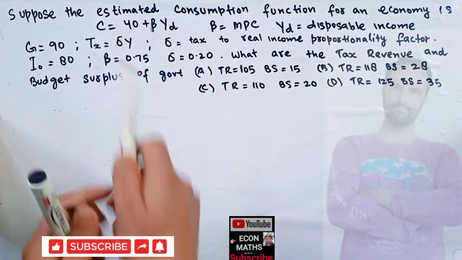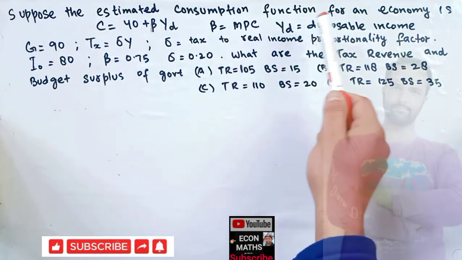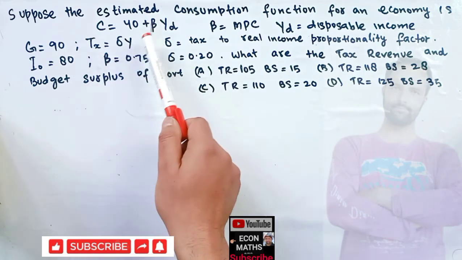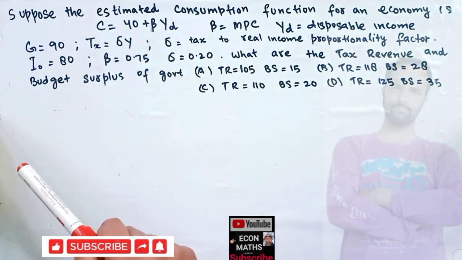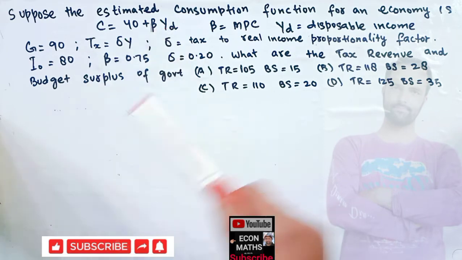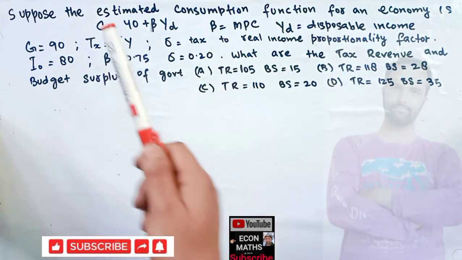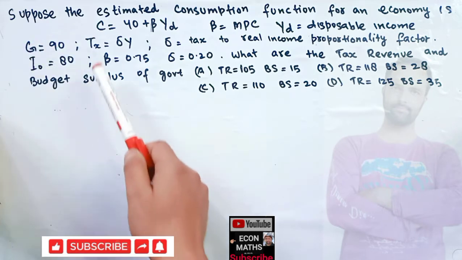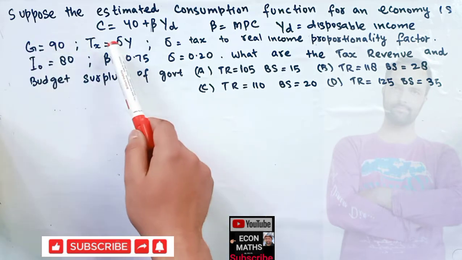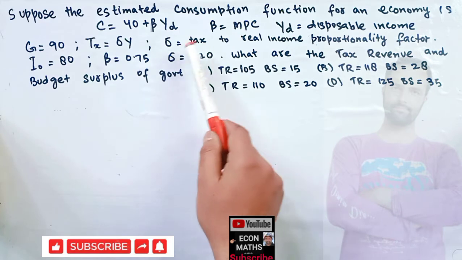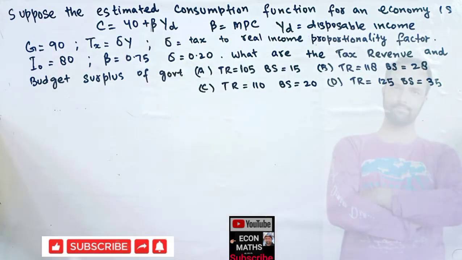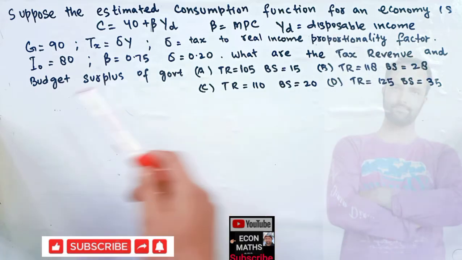Next question is, suppose the estimated consumption function for an economy is given by C is equal to 40 plus β into Y_D, where β is the marginal propensity to consume and Y_D denotes the disposable income. We are being given the government expenditure as 90. Tax is δ times Y, where δ denotes the tax to real income proportionality factor. That means δ denotes our marginal tax rate.